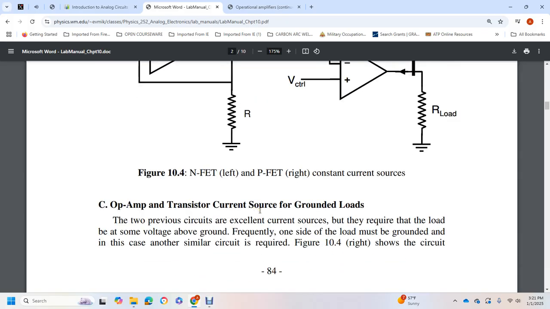All right. The op-amp transistor current source for grounded loads, from the two previous circuits, is an excellent current source for cases where the load may be some voltage above ground.